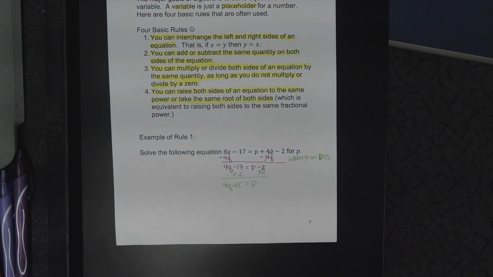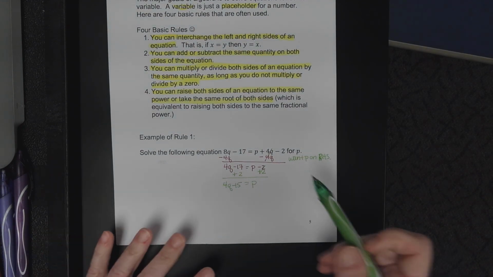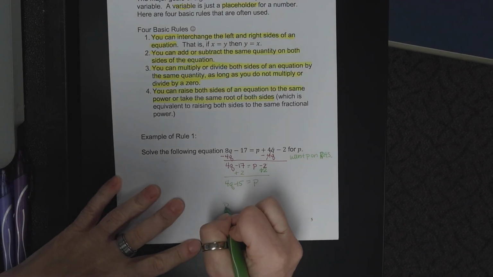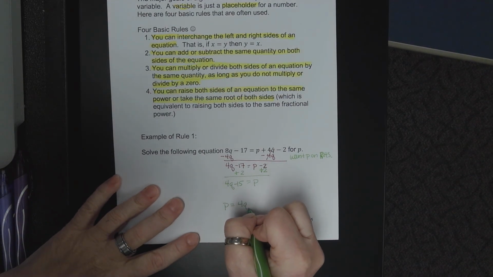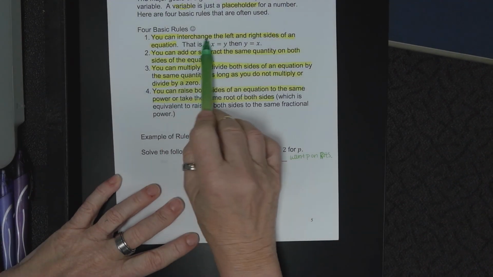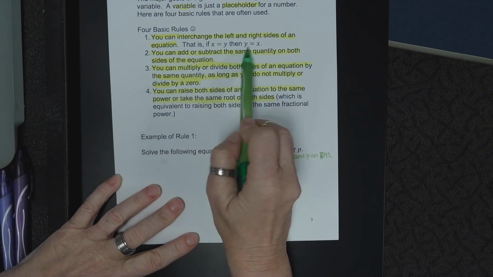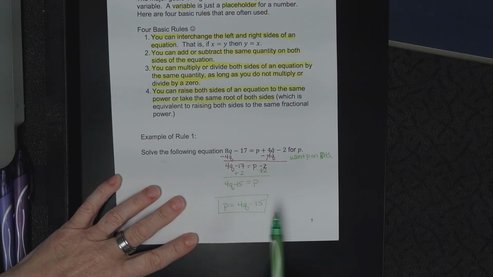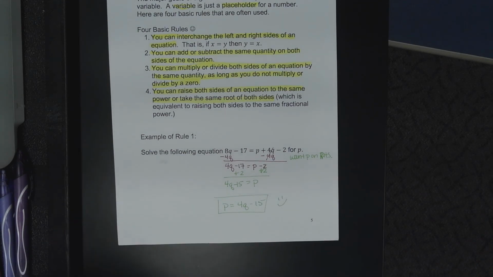I don't know about you. That still looks wonky to me because this said to solve for p. So I want mine to be written like this. P equals 4q minus 15. Remember what it says? If x equals y, then y could equal x. So if this is true, this is also true. So we're happy. Okay? You just did algebra.